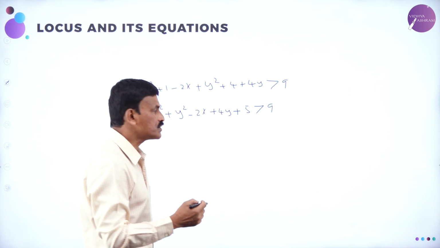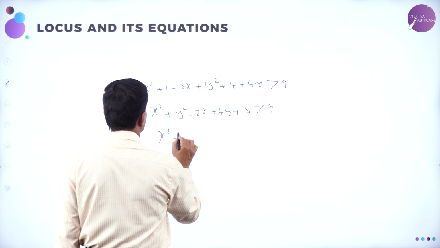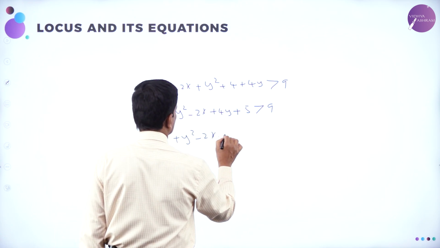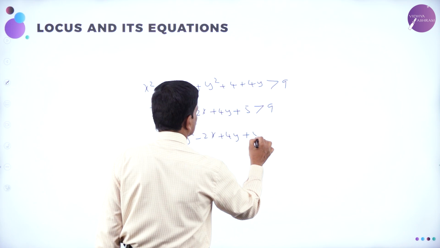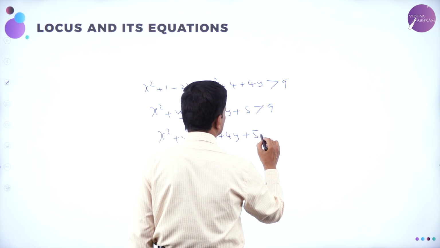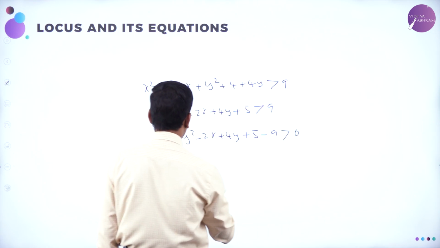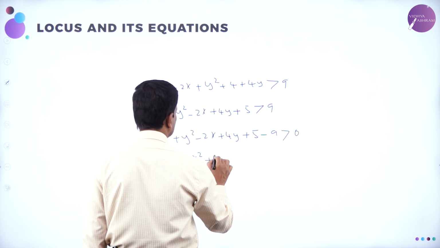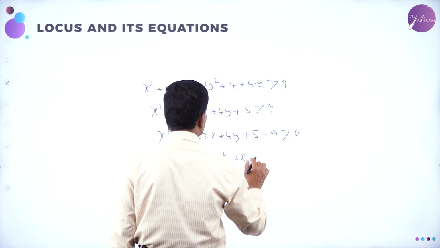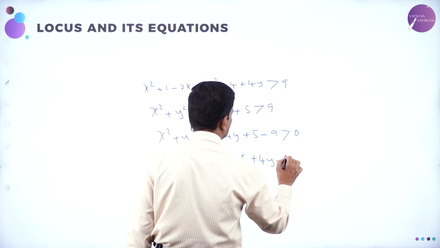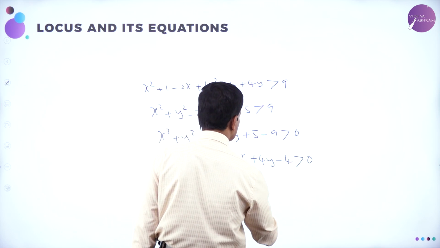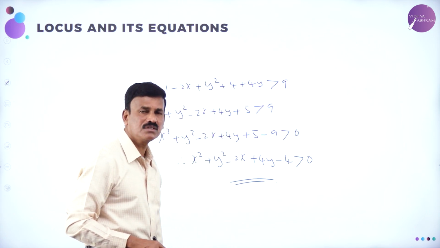Okay. So this can also be written as x square plus y square minus 2x plus 4y plus 5. Bring this to the inside. This can be written as 5 minus 9 is greater than 0. So we can write the required equation as x square plus y square minus 2x plus 4y minus 4 is greater than 0, is the required equation of the locus.